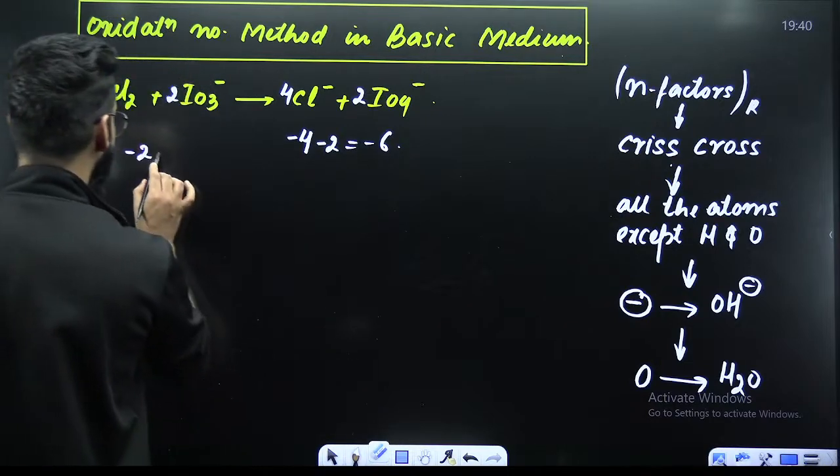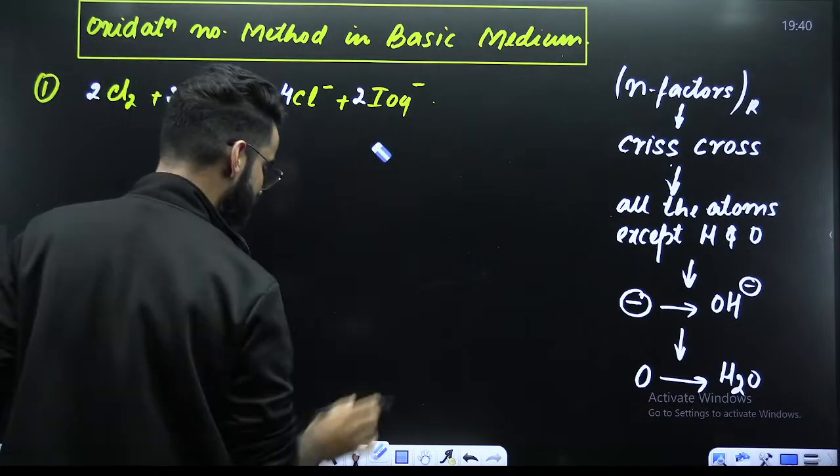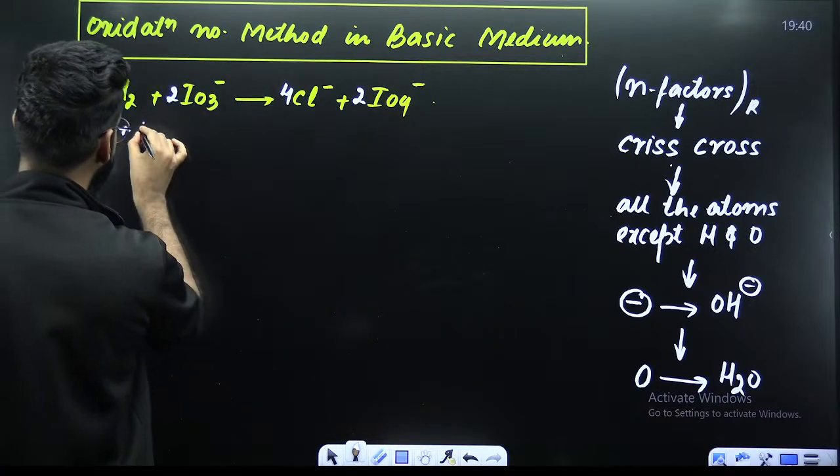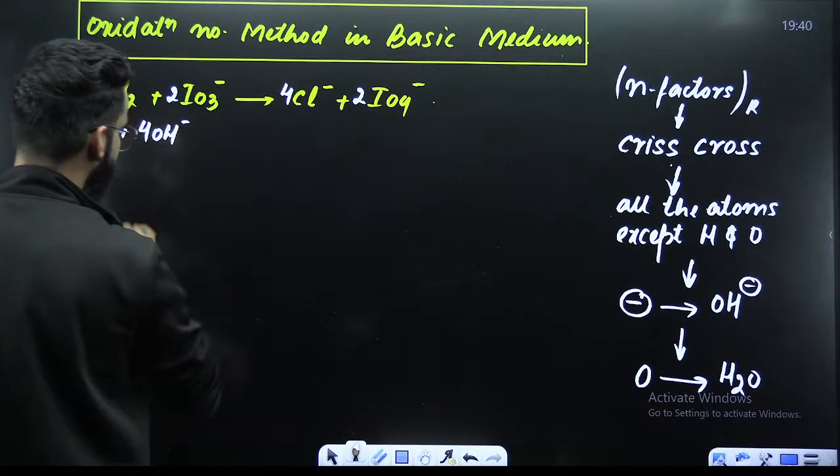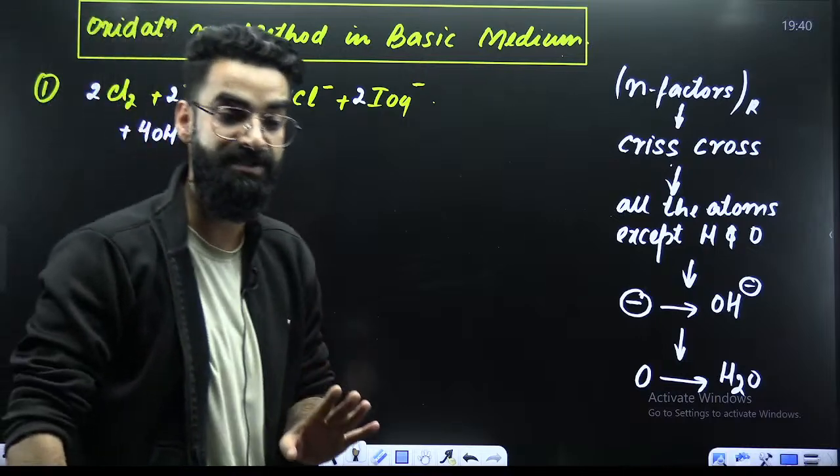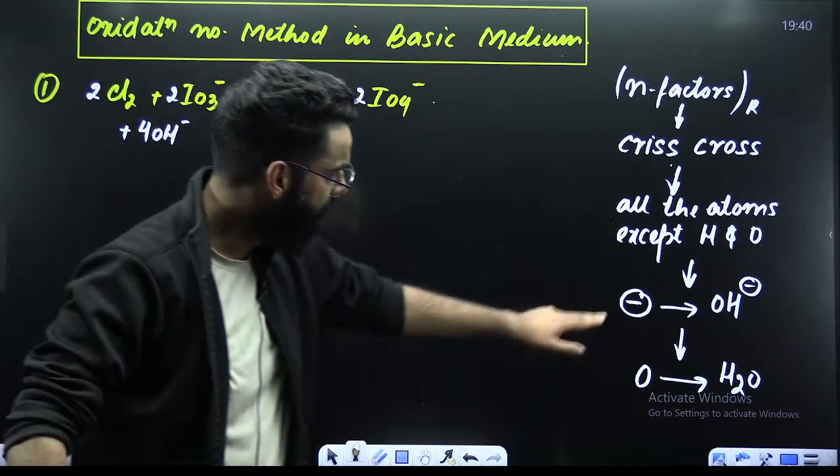So what you need to do: negative charge deficiency is compensated by OH negatives. So add 4 OH negatives on the side which is negative charge deficient, right? So we are done till here.